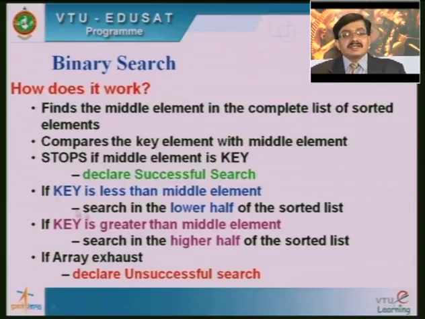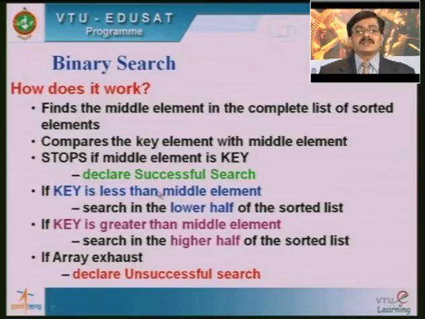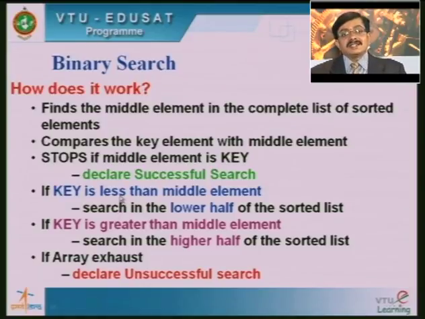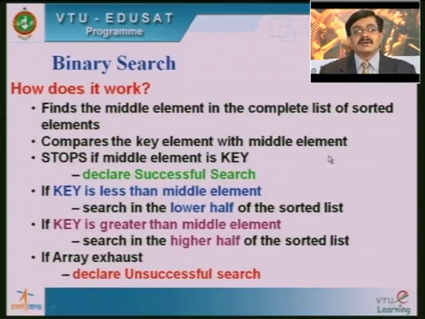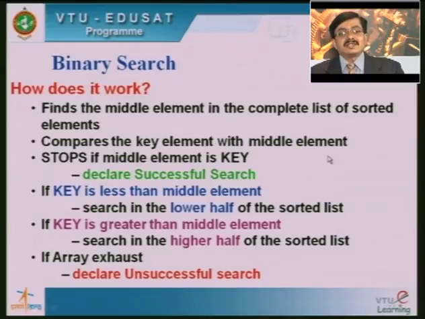Now take another situation. If the key which you are searching is lesser than the middle element of the complete sorted list of elements, then obviously it has to be present in the left half of the array, that is the lower half. If I have 1 to 100, say 100 numbers, and I am looking for, for example, the number 25.